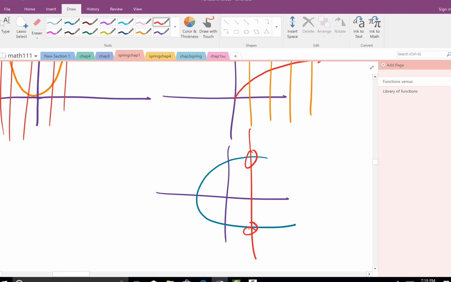As soon as that vertical line hits that graph in 2 spots, no matter where it is, boom, it's not a function. So this is no. Not a function. The rest of them, we're okay. The rest of them are, but that one is not a function.